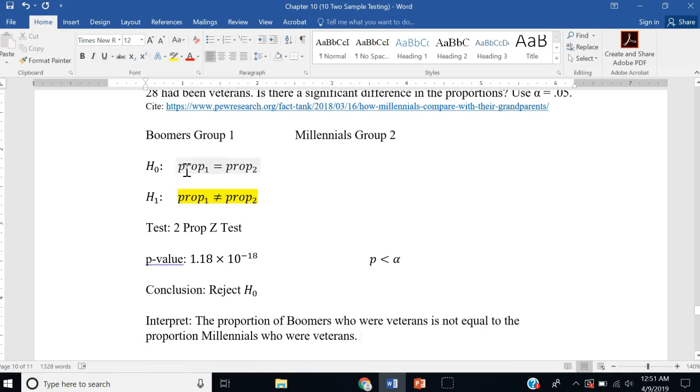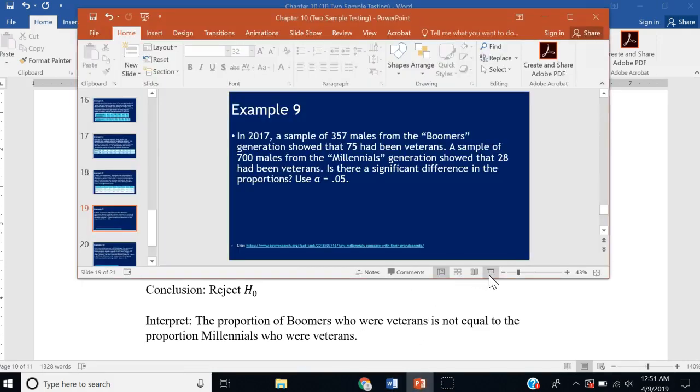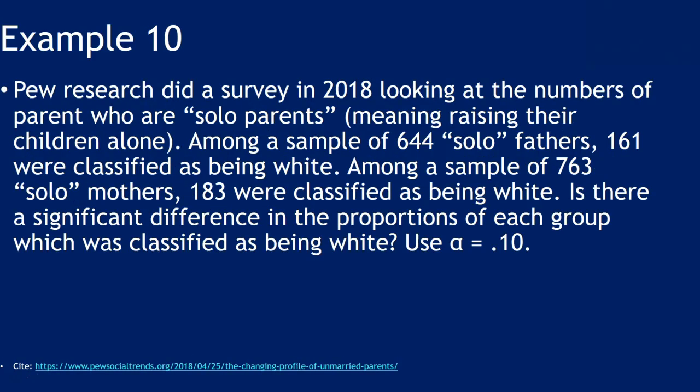Again, be careful when you're writing this on the test. It's prop 1 equal to prop 2. Don't try to skip on that. Don't try to write mu. Don't try to write something else. So what I'd like you to do is push pause on the video, try example 10.